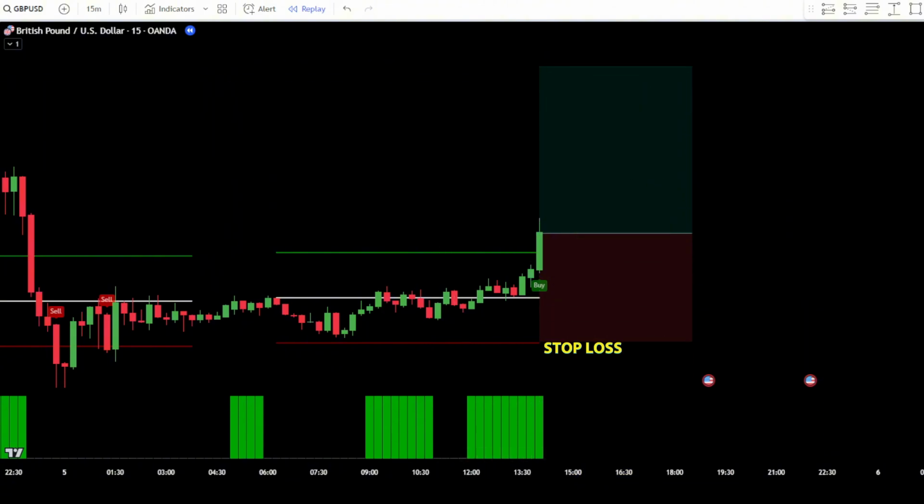Place the stop loss at the most recent low. Use a take-profit target based on a risk-to-reward ratio of 1 to 1.5.